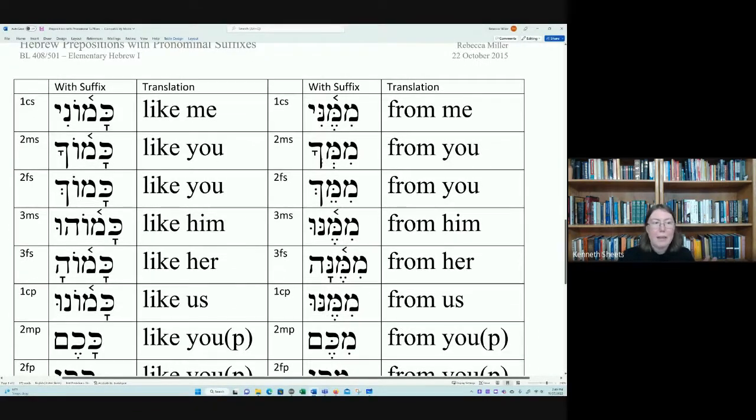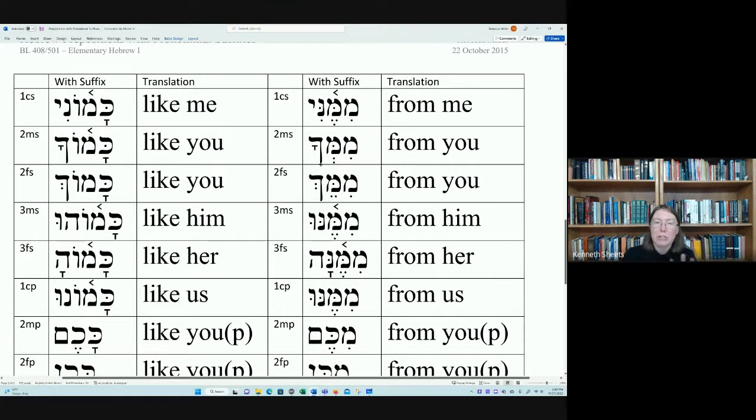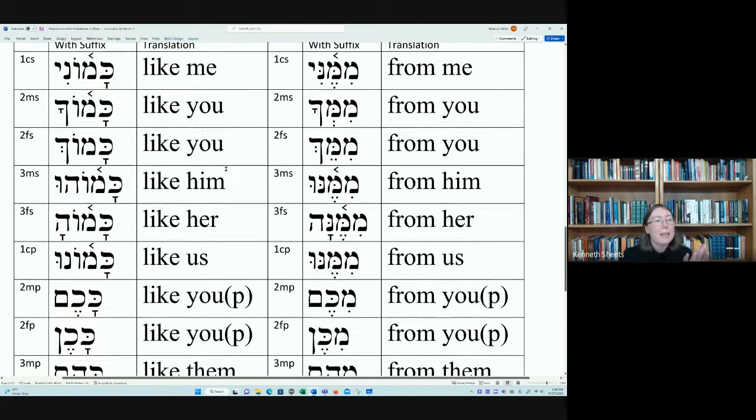Now, remember how I said that the kaf preposition and the min preposition do some interesting things when we're dealing with pronominal suffixes? In essence, what happens is these prepositions will take on their longer form when you put the pronominal suffix onto them. So instead of the kaf preposition just being ki or ka or something like that, what we have in this particular instance is the kaf preposition lengthens, and then it will add the pronominal suffix.